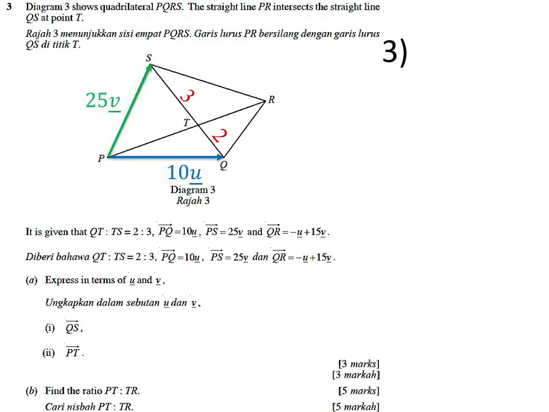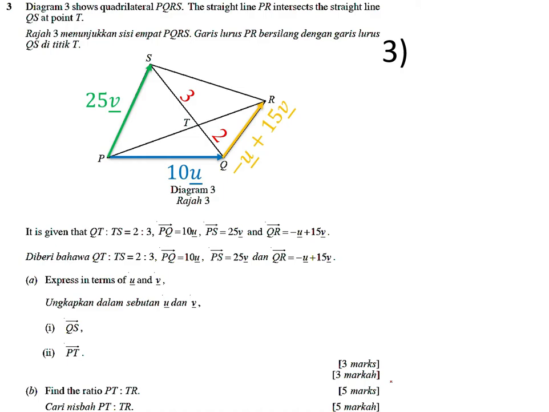And QR is given by negative U plus 15V. So now the question asks, express in terms of U and V, find QS and find PT. Okay, that is the first question. Second one, find the ratio of PT to TR.